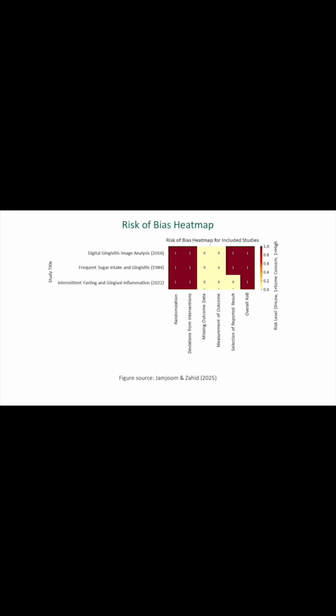In the heat map, we illustrate the risk of bias assessment across the included studies. As you can see, some studies demonstrated high methodological rigor, while others had limitations such as unclear randomization or incomplete reporting of clinical outcomes. Recognizing these biases helps to interpret the variability seen in the inflammatory responses across different studies.